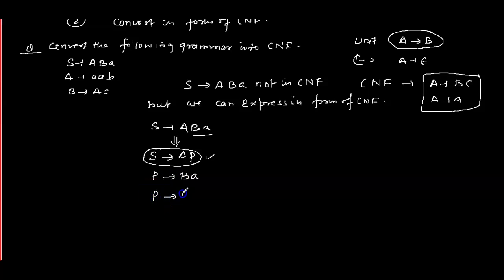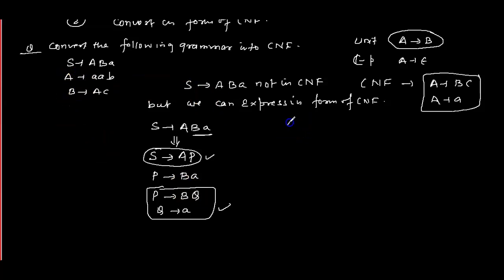P derives B, and in the place of A I can write some other variable Q. And Q is equal to, I can write it here, small a. Anything here? So this is in the CNF, yes. This is the CNF also, because a non-terminal can be connected with one terminal, right? So these two are also in the CNF. You just have to rename. Any doubt in this? No. So this is in the CNF.